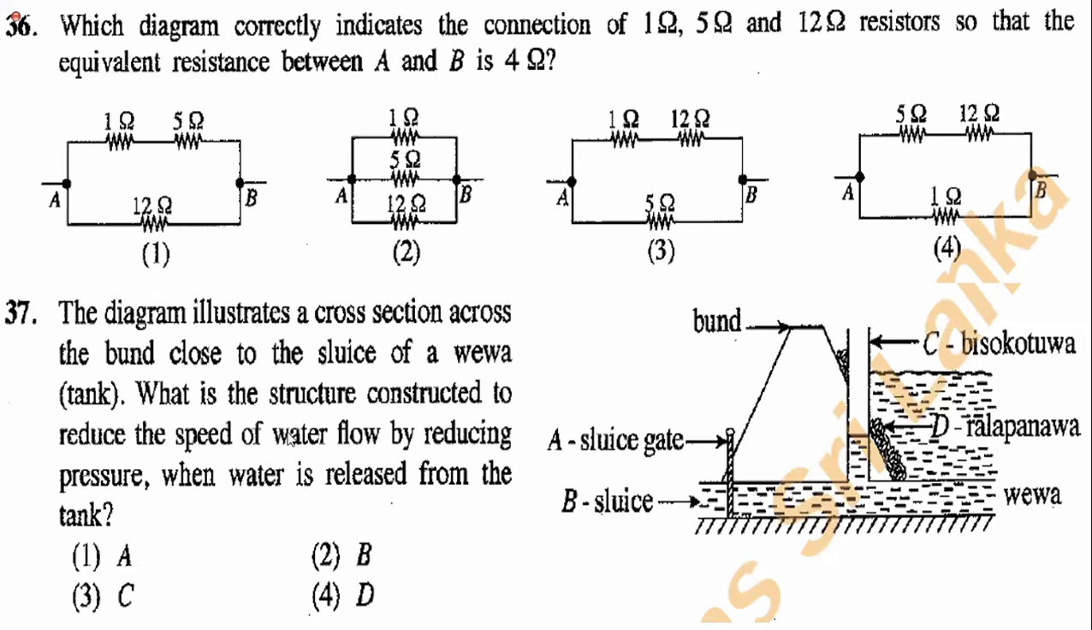It is used to reduce the pressure, right? Reduce the pressure during the water flow. The diagram illustrates a cross section across the bund close to the sluice of a weir tank. What is the structure constructed to reduce the speed of water flow by reducing pressure when water is released from the tank?